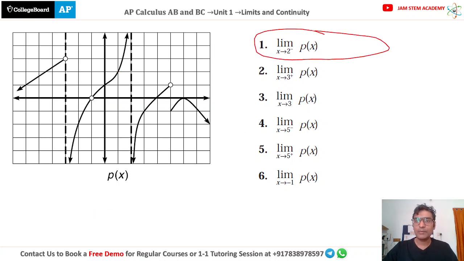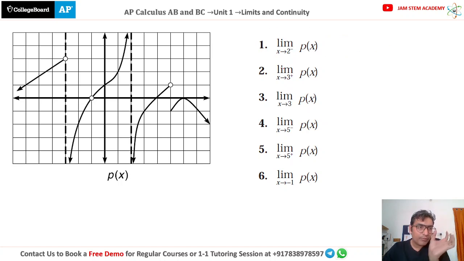First part, limit x approaches 2 minus. Minus means left part. So slightly less than 2 for the p of x. Go to x equals 2, 1 and 2, slightly less than that. So what is that? The answer is tending towards infinity, as you can see on this branch. So I'll say it is not defined, because this is tending towards infinity.